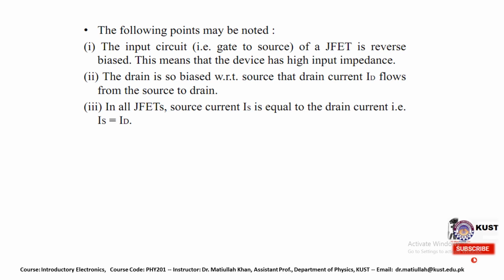The following points may be noted. This is the input circuit, that is, the gate to source of a junction field effect transistor, which is reverse biased, and this means that the device has high input impedance. The drain is so biased with respect to the source that the drain current ID flows from the source to the drain. So in this particular configuration we have this.